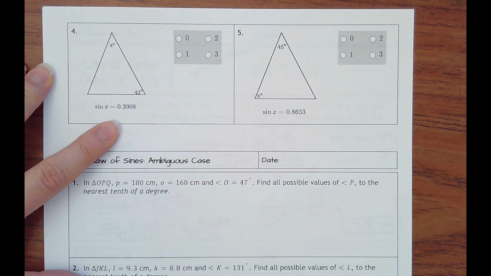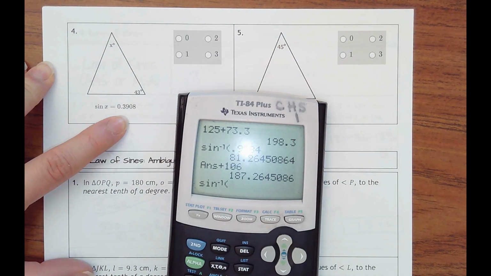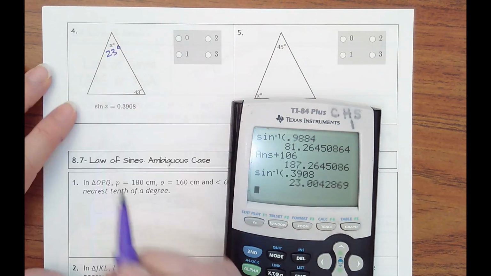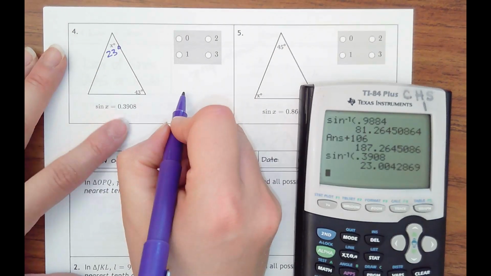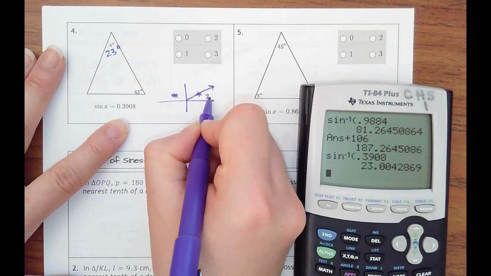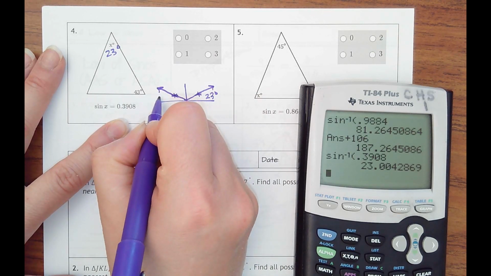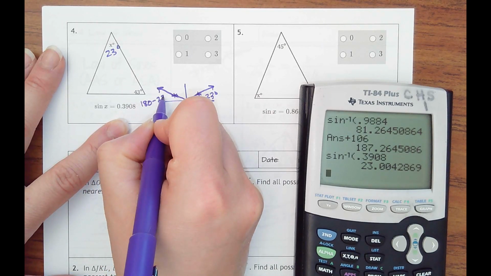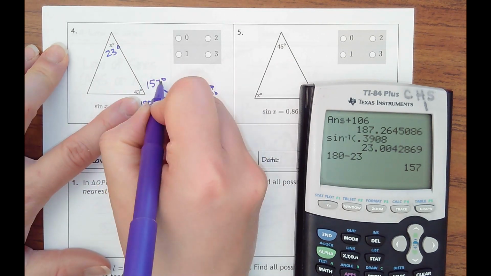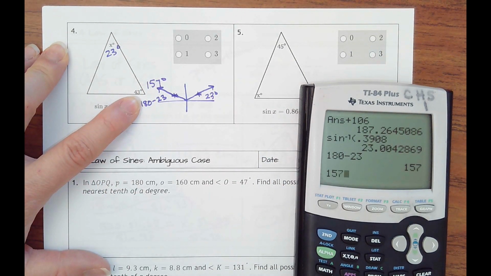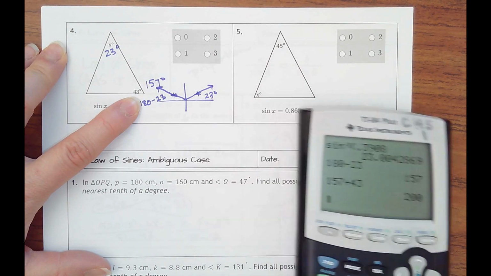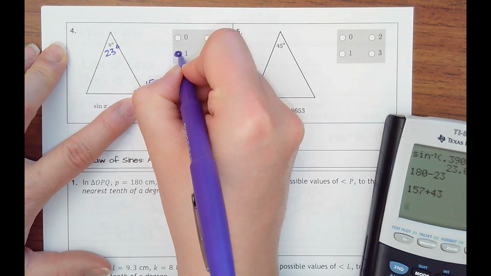Okay, inverse sine of this one gets me 23 degrees. And that's definitely okay. But the thing you need to know is sine is positive in quadrant 1 and quadrant 2. So having a 23 degree angle could be here, but that's also a reference angle here. So I'm going to have to take 180 minus 23, which would be 157. You have to check to see, does that work too? 157 plus 43 is too big. It's over 180, so no, only one answer works, the 23.